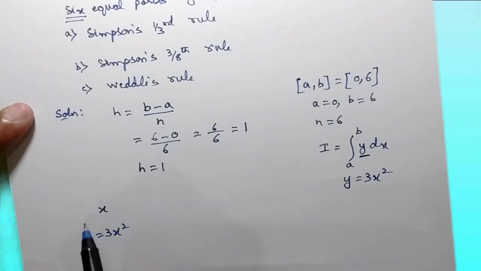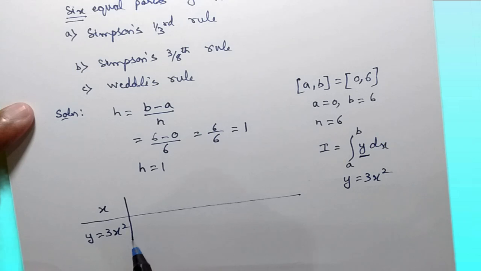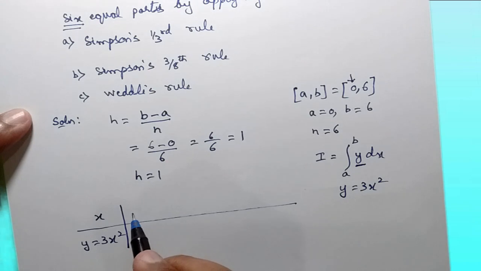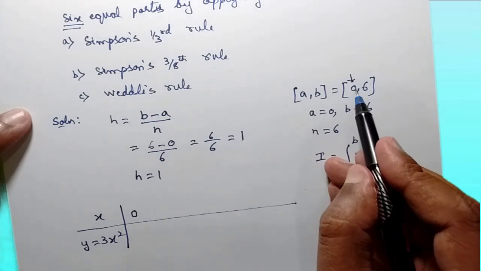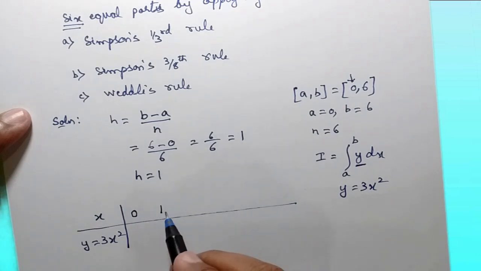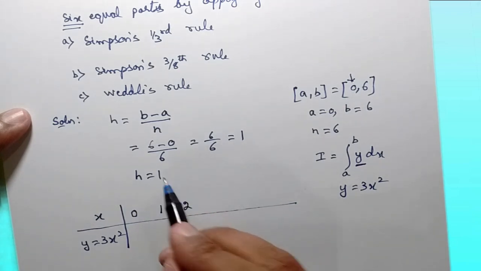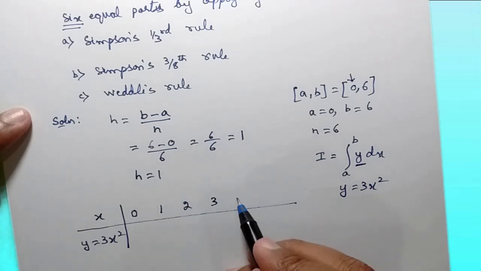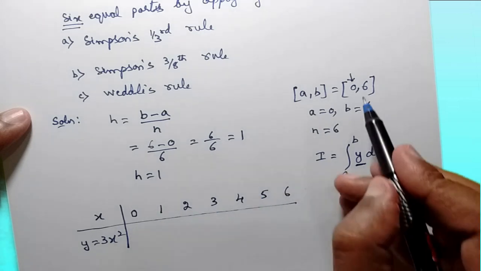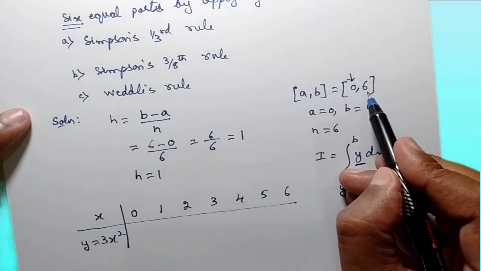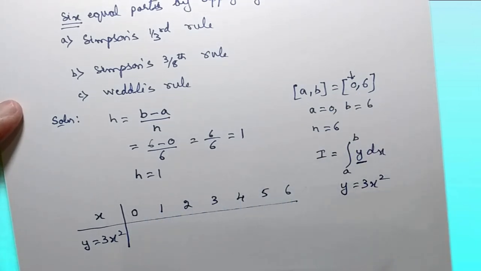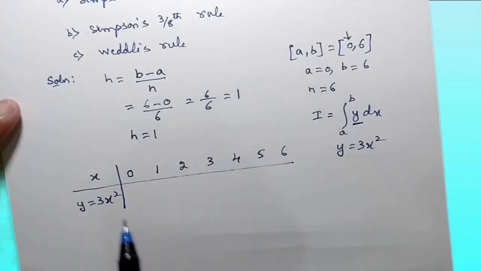Now let us write down the values of x. You have to start from the value 0. Just go on adding the value of h to get the next value of x. So 0 plus 1 is 1. 1 plus 1 is 2. Again 2 plus 1 is 3. 3 plus 1 is 4. 4 plus 1 is 5. 5 plus 1 is 6. So go on writing from 0 till you reach the value 6. Every time you just add this h value to get the next value of x. So we have got all the values of x.